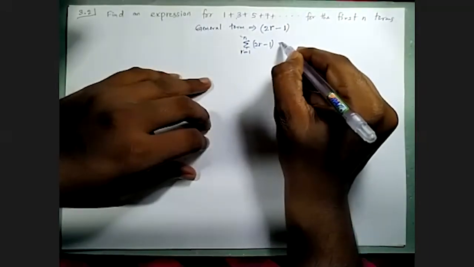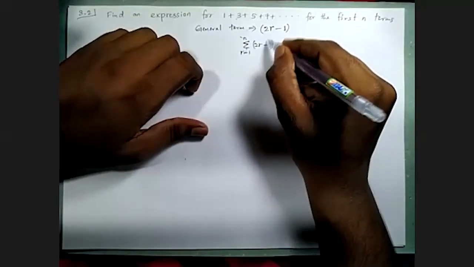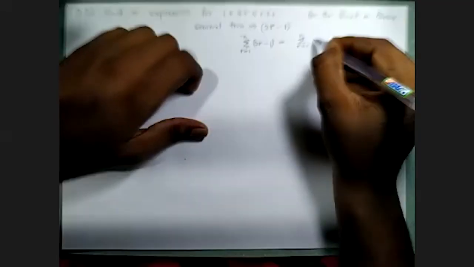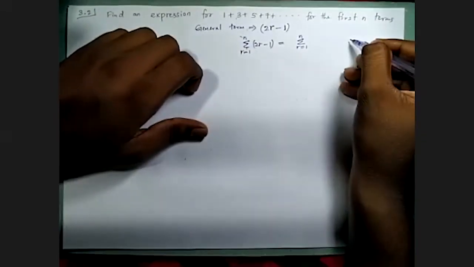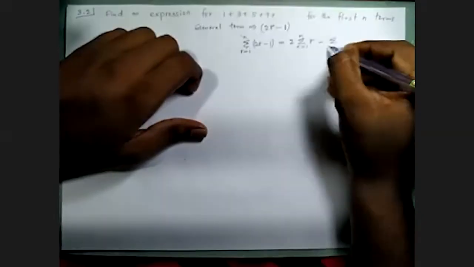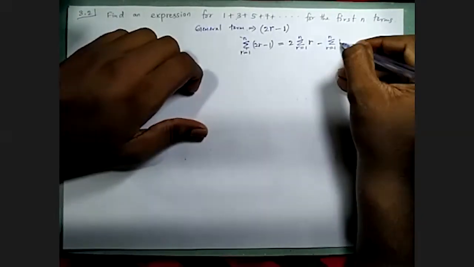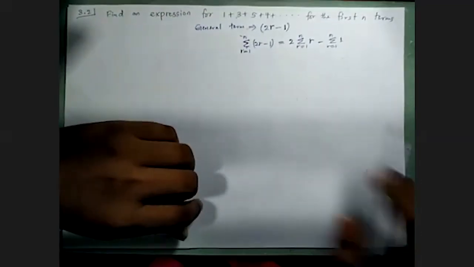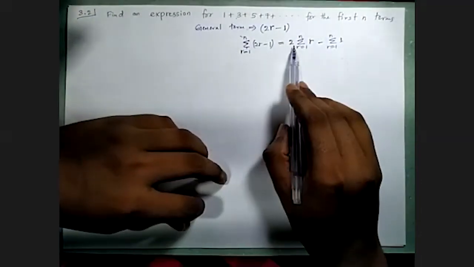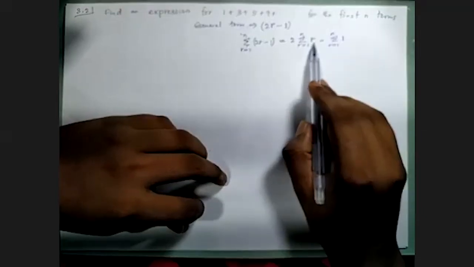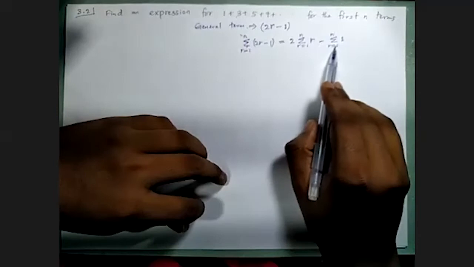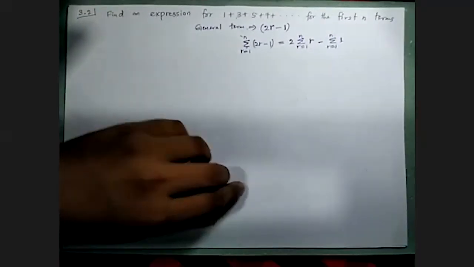Now we can apply the characteristics of sigma notation. We can divide this 2r minus 1 at the minus sign, that is 2r minus 1, and take the coefficient 2 out. Okay, this is how we can write the second step. Take the coefficient out, and separate from the minus sign and write a different sigma notation.